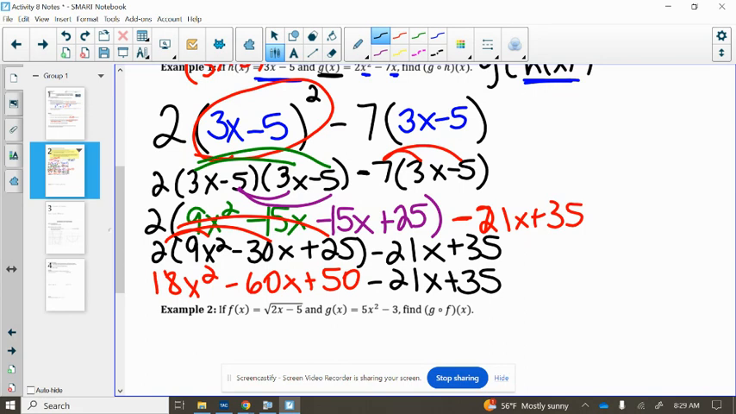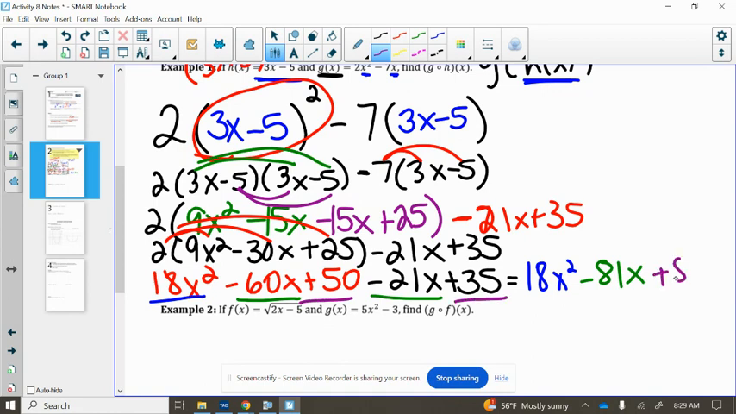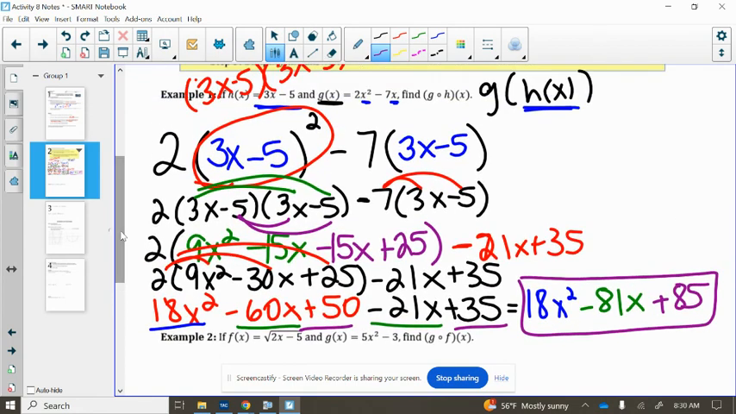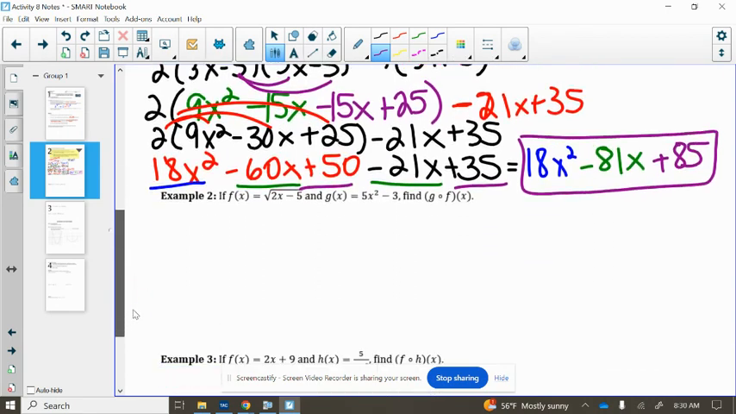And then last but not least, we're going to combine like terms. We have 18x squared, and then we have minus 60x minus 21 more x's for negative 81x. And then finally, plus 50, but plus 35 more, so plus 85. So this would be our final composed answer. Now, had we gone the other way, you cannot assume that h of g of x would have been the same thing. This time they asked us for g of h of x, though.